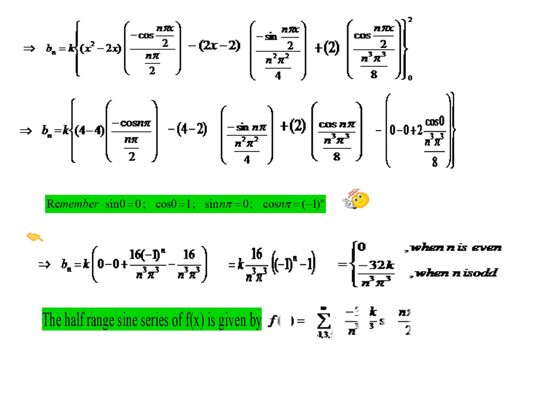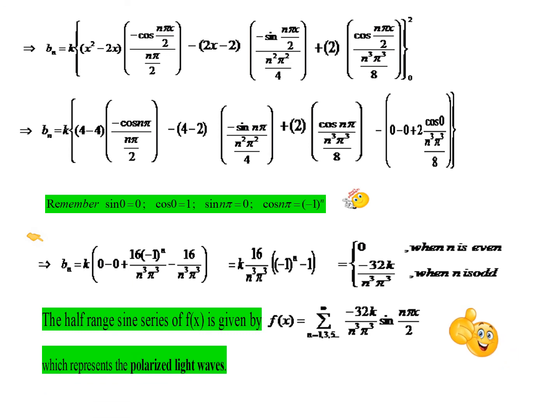Let us substitute that in the sine series formula. So f of x is sigma Bn sin n pi x by 2. In the place of that Bn, we shall substitute this answer, which represents the polarized light waves. Remember, our task was to represent the polarized light waves as sine curves, which we have achieved.